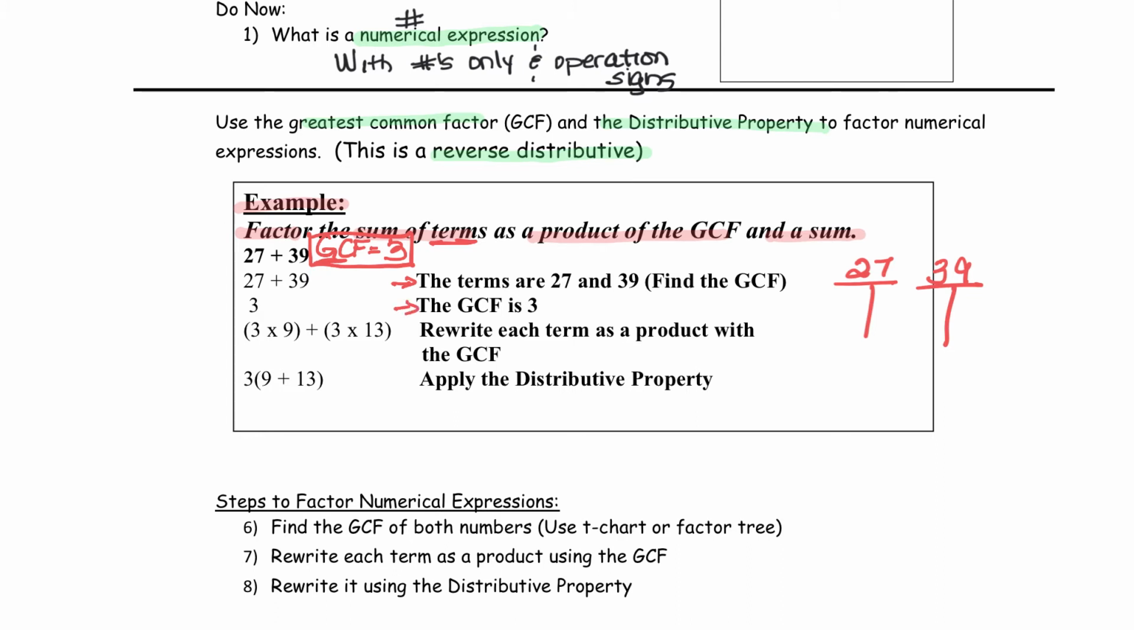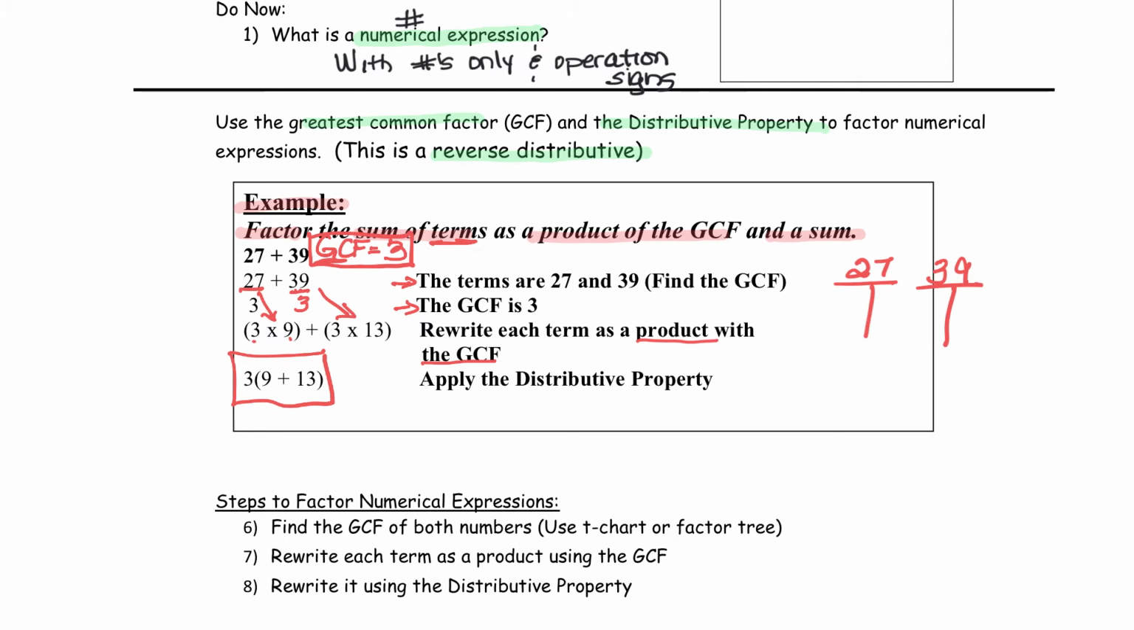Then we're going to rewrite each term as a product with the GCF. In other words, we're going to divide each term by the GCF. So 3 times 9 equals 27, and 3 times 13 equals 39. And your final answer: now look, that's the distributive property, and you're applying the distributive property.